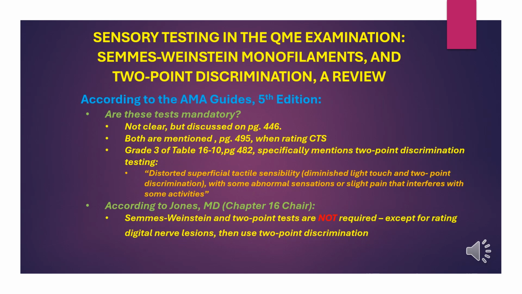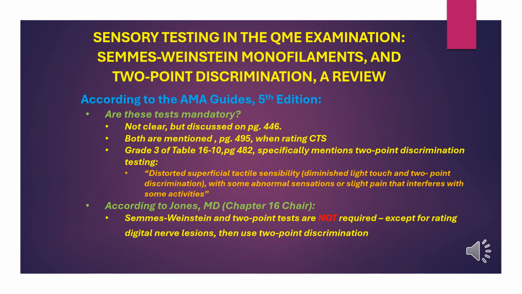This is where it seems to get interesting. Now, when you're discussing peripheral nerve disorders and sensory loss and you refer to the AMA Guides, it's really not clear from the text in the guides whether the use of the Semmes-Weinstein monofilament test or the 2-point discrimination testing is mandatory. The Semmes-Weinstein monofilament test is discussed on page 446, where much of this presentation has been taken from.